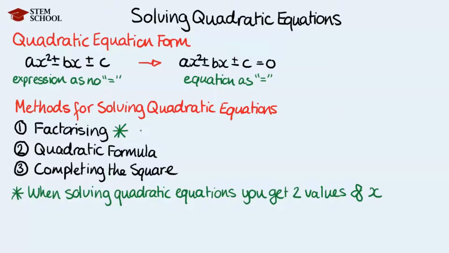Now in this video we're going to be looking at solving quadratic equations from the factorising method. Just as a reminder, a quadratic expression is something like this form: ax squared plus or minus bx plus or minus c. So the highest power of x is the x squared term here. Now this is an expression as we don't have an equal sign, and we're dealing with quadratic equations. So to get an equation you just have to add an equal sign. And what we want to do is to solve to find x.